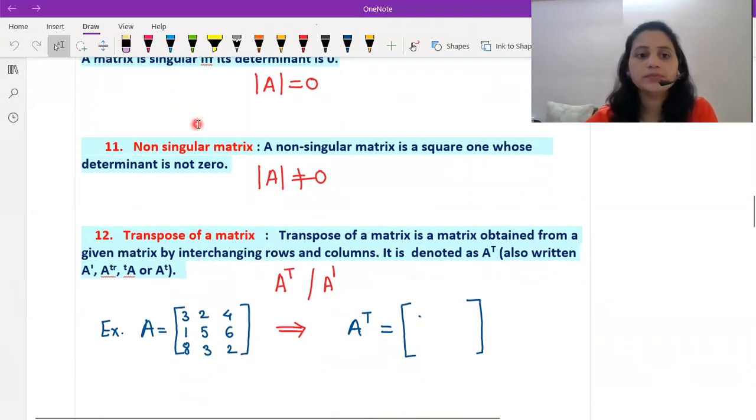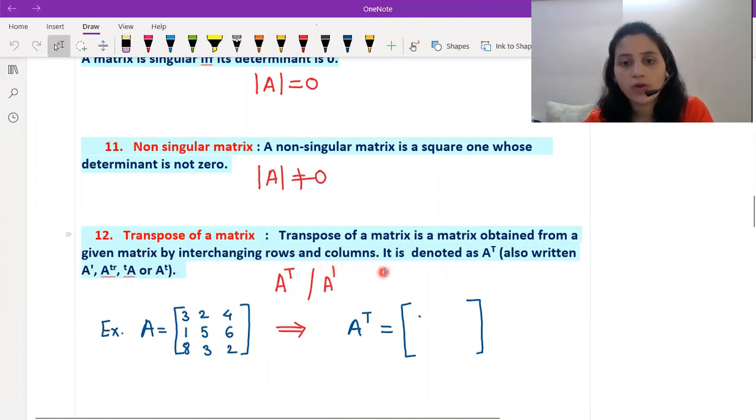Now the next definition, transpose of a matrix. A transpose of a matrix is a matrix obtained from a given matrix by interchanging rows and columns, and it is denoted by A raised to T. So we are interchanging rows and columns of the matrix. My first row becomes my first column, second row becomes my second column, third row becomes third column, right? We indicate the transpose of the given matrix as A raised to T, or you can write small t also, or A dash.